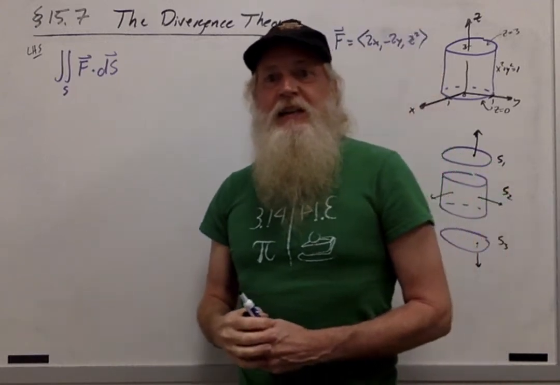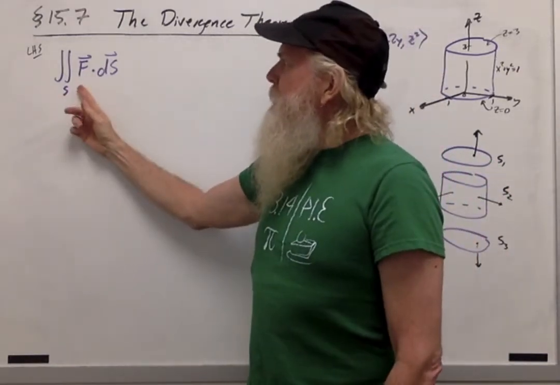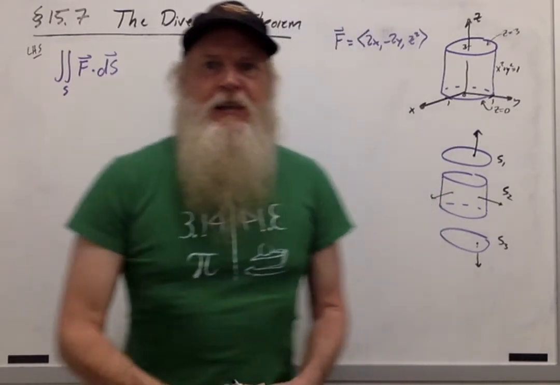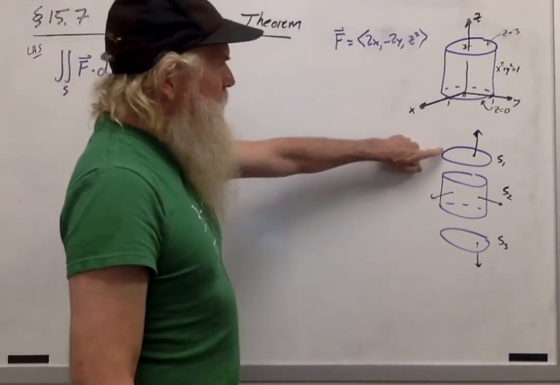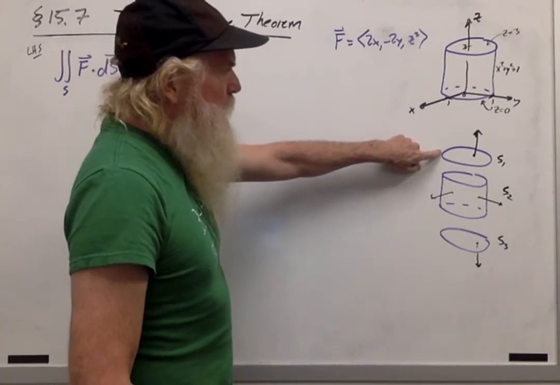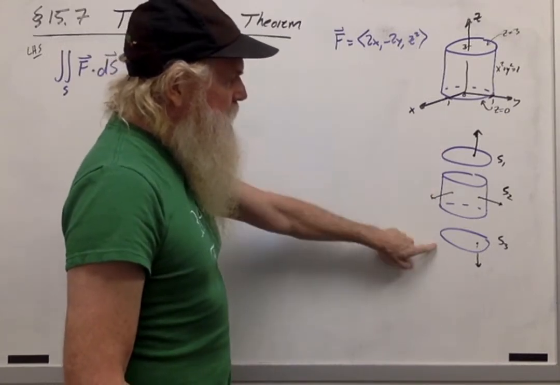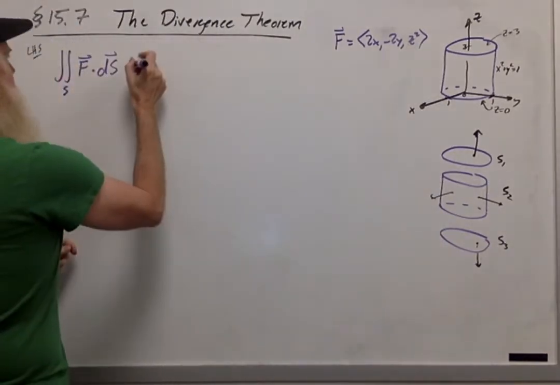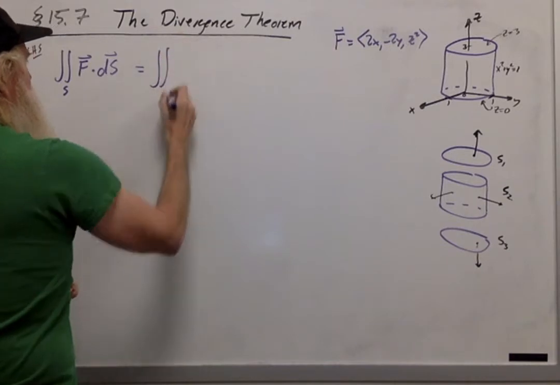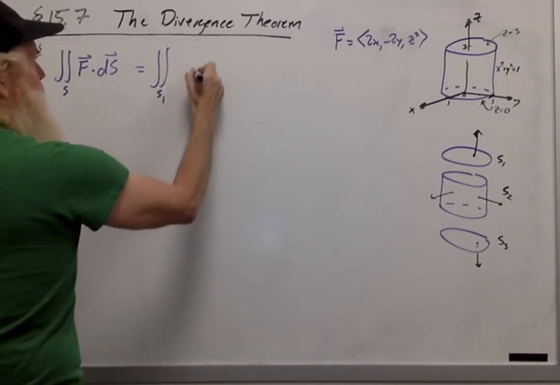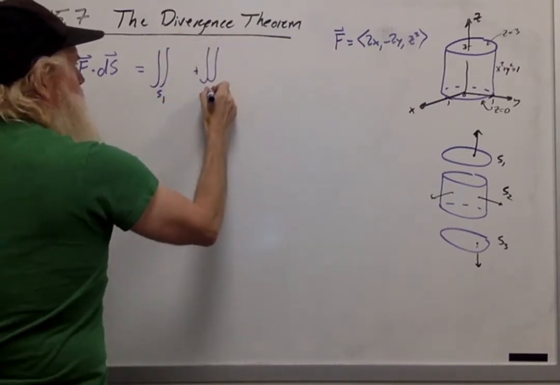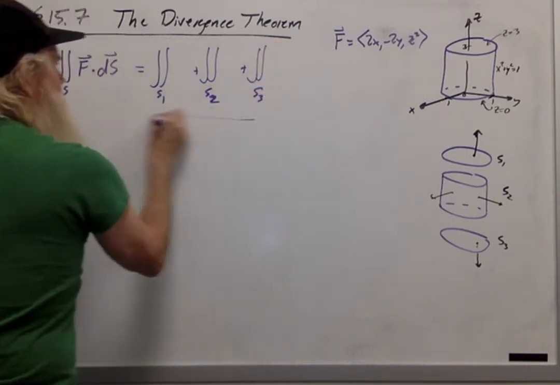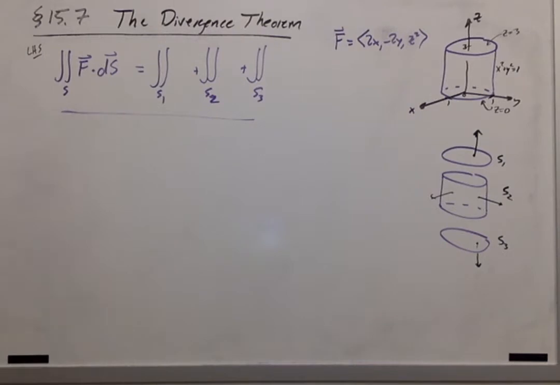So let's begin calculating the left-hand side, which is the double integral over the surface S of F dot dS. Now remember, S is made up of three parts: the disk on top, where z equals 3, the cylinder itself, and the disk on the bottom, where z is equal to 0. So let's make a note. This is going to be the double integral over S1 plus the integral over S2 plus the integral over S3. And we'll start calculating those separately.